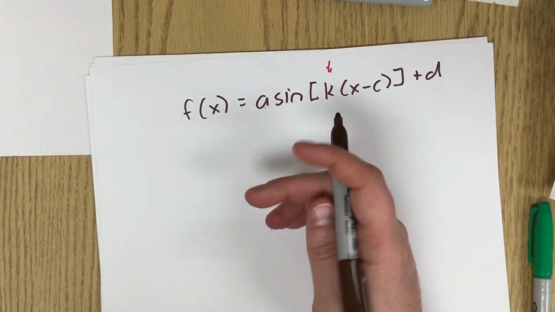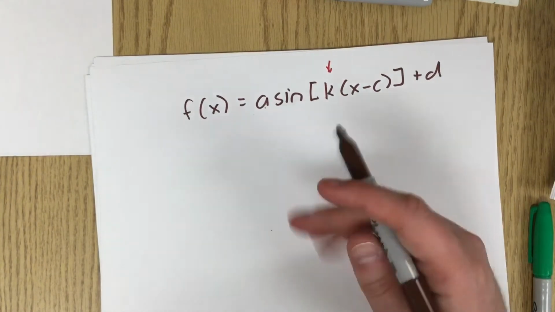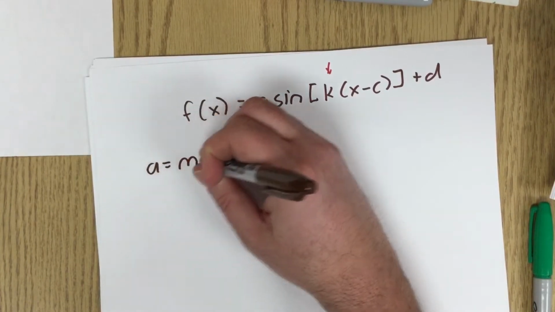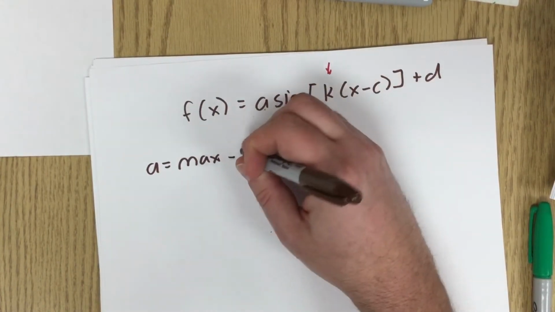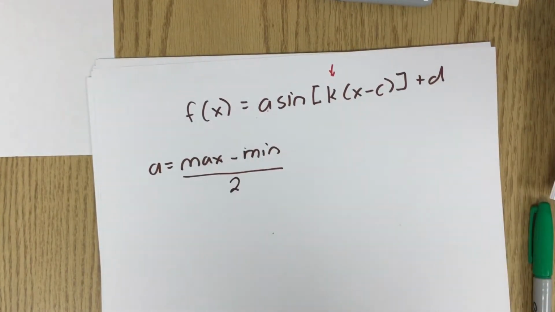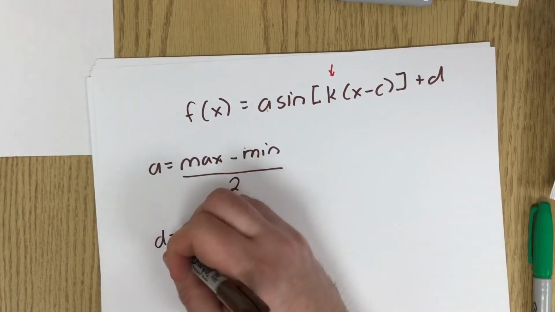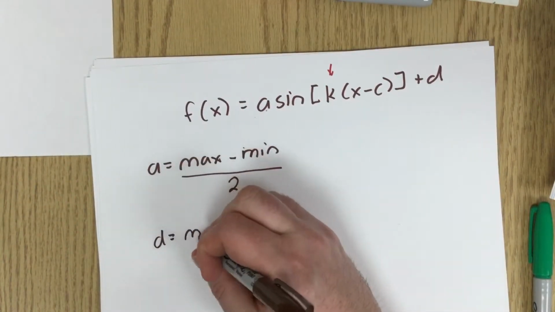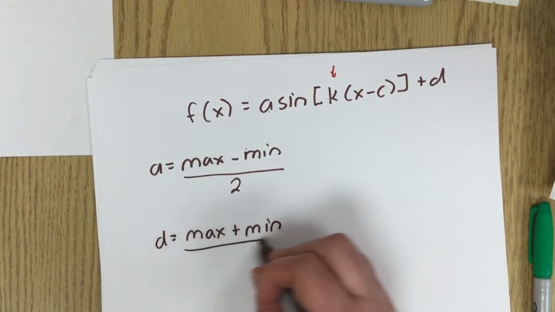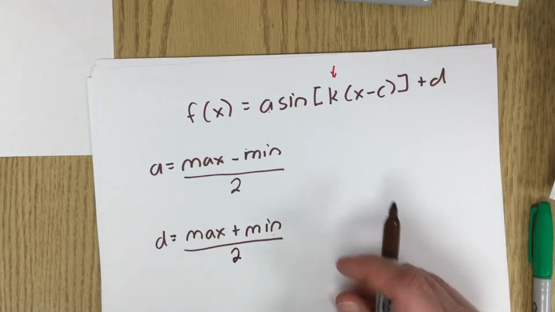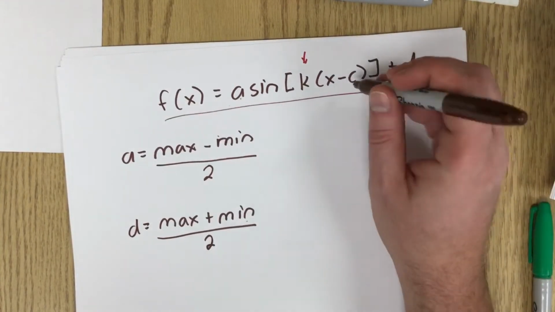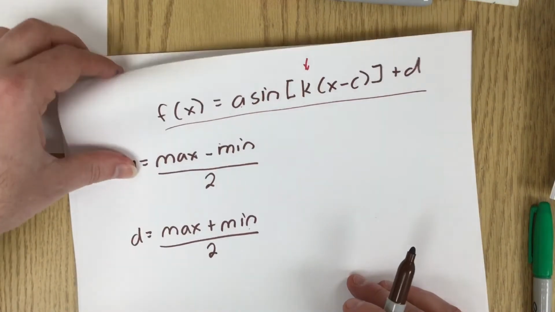So a is the amplitude. There's two ways of doing the amplitude. You could either say it's the distance from the middle to the top, or there's actually a formula where a is going to be the maximum y value, minus the minimum y value, divided by 2. For d, it's going to be the average of the maximum and minimum. The way you find the average is you add them up and you divide by 2. So they're kind of similar formulas, unfortunately, but a little bit different. And for c, we're going to figure out how in a little bit.